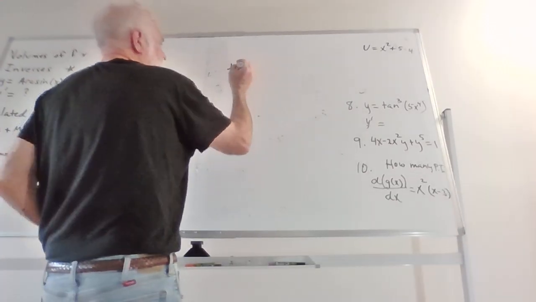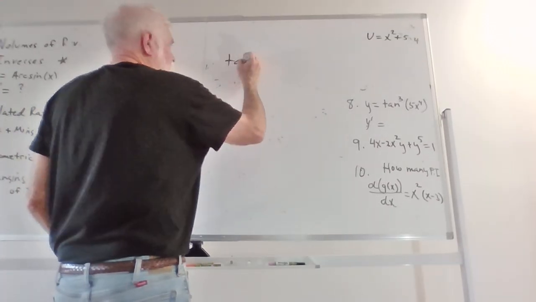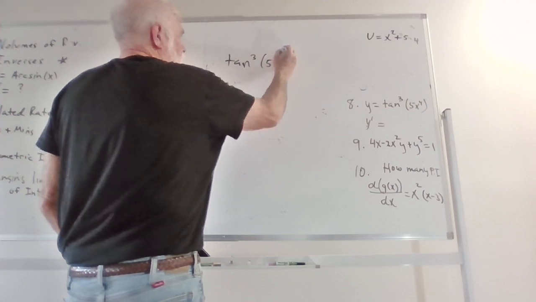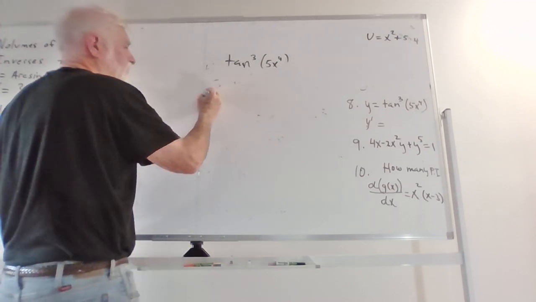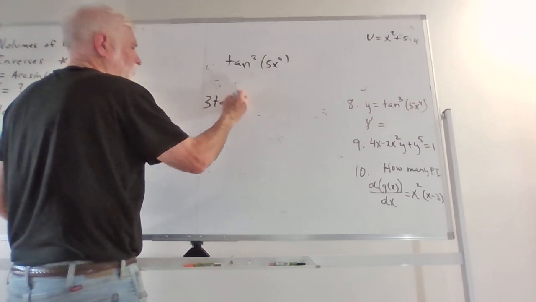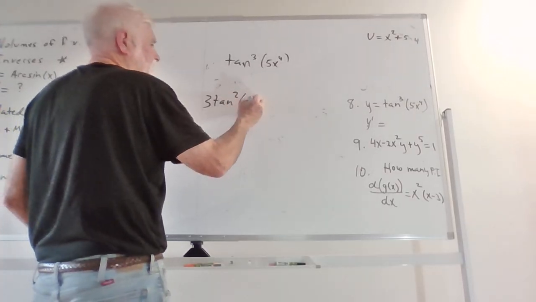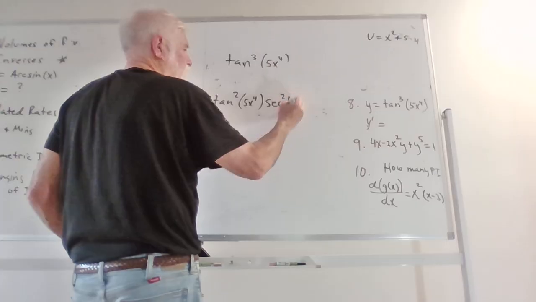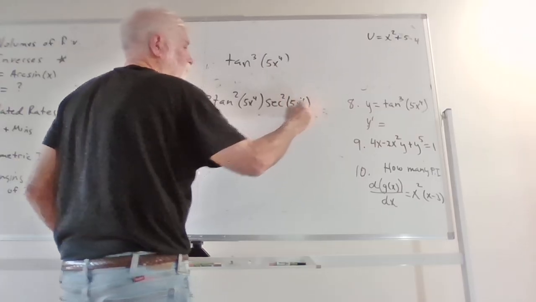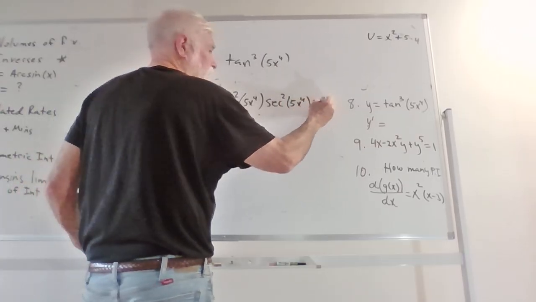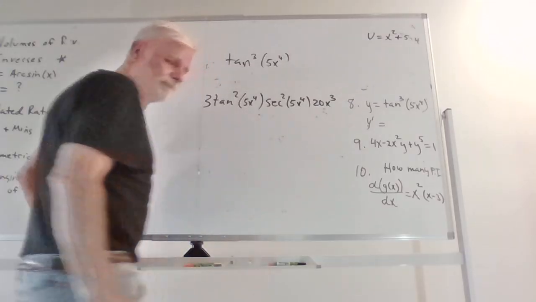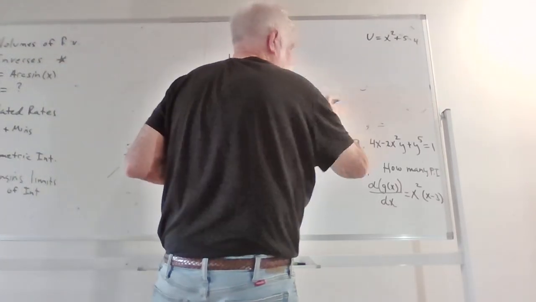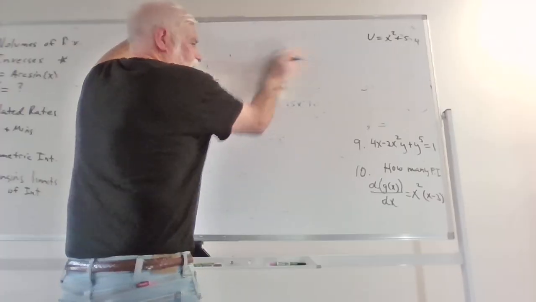I've got the function tan cubed of 5x to the 4th. So the derivative of that is 3 tan squared 5x to the 4th. Derivative of tan, secant squared 5x to the 4th. Derivative of 5x to the 4th, 20x cubed. Little practice there. All right, now we're going to knock off an implicit differentiation problem.